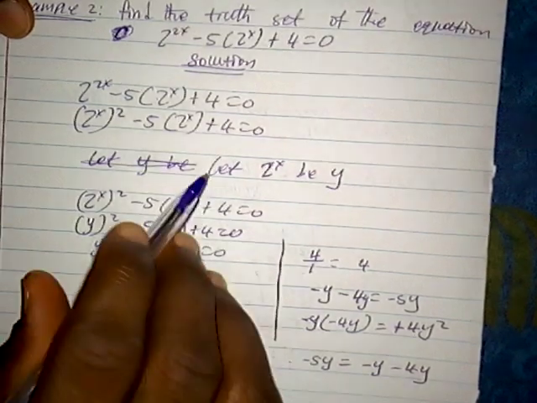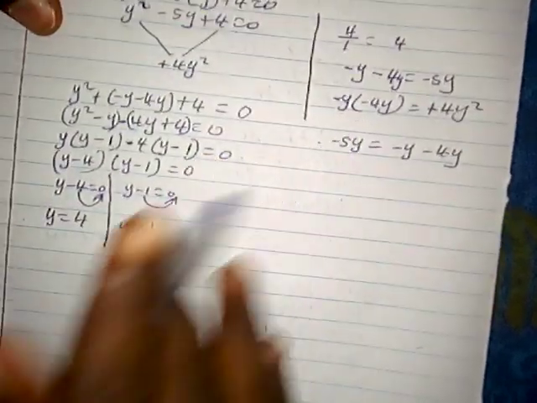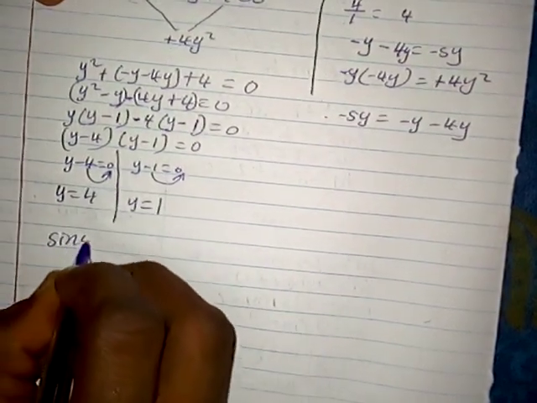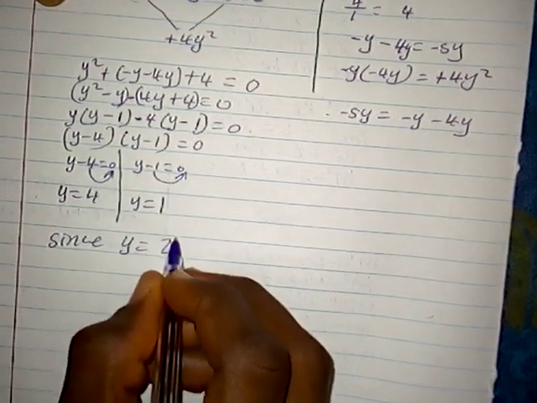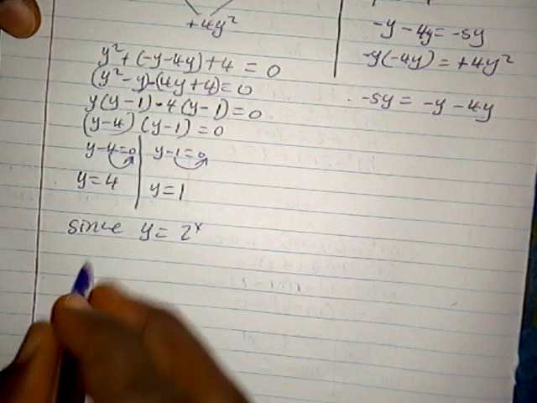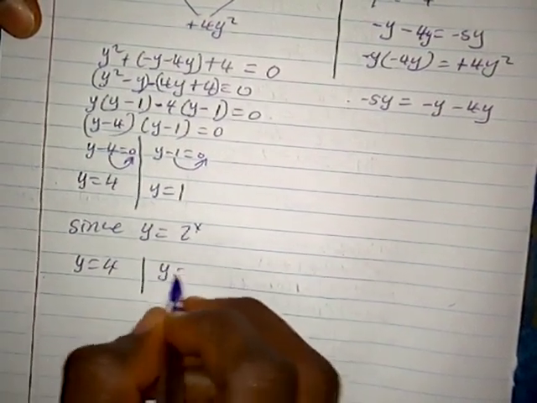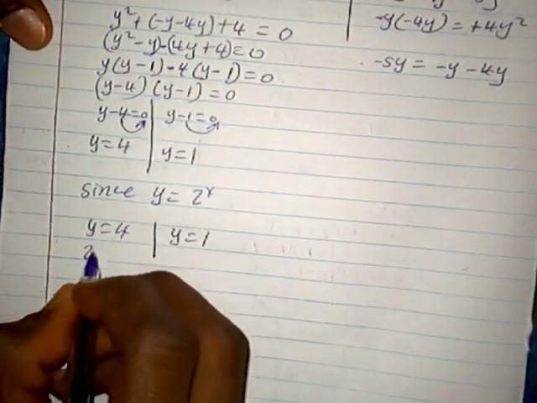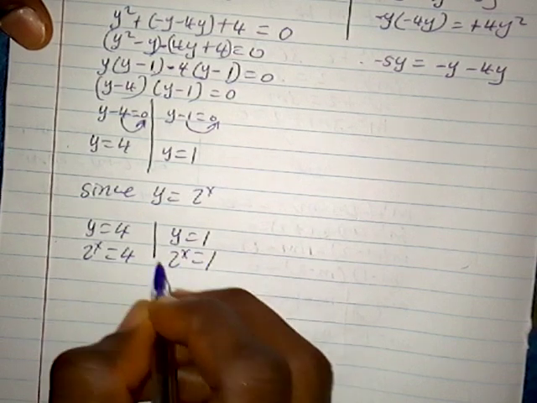Let 2 raised to the power x be y. So what is the value of y? Since y is equals to 2 raised to the power x, anywhere we see y, we are going to put 2 raised to the power x. So y is equals to 4 here, and y is equals to 1 here. Where we see y, we put 2 raised to the power x. So 2 raised to the power x equals to 4. Here again, 2 raised to the power x equals to 1.